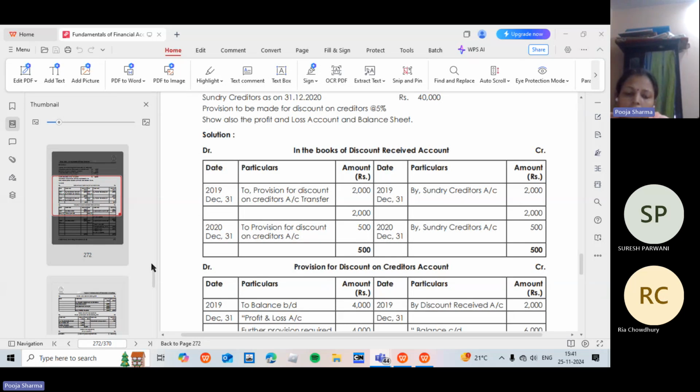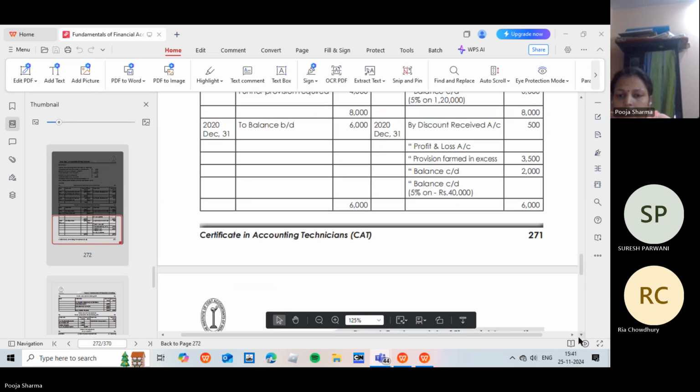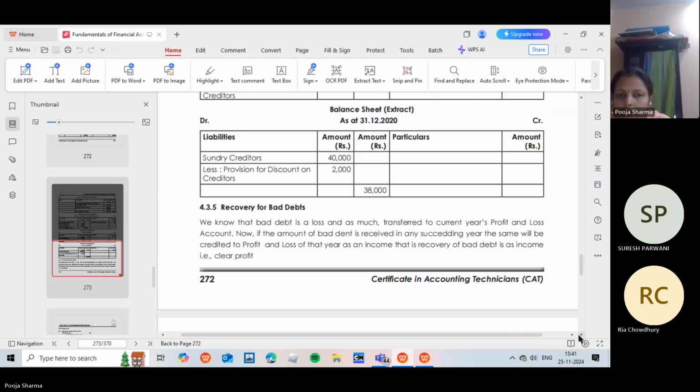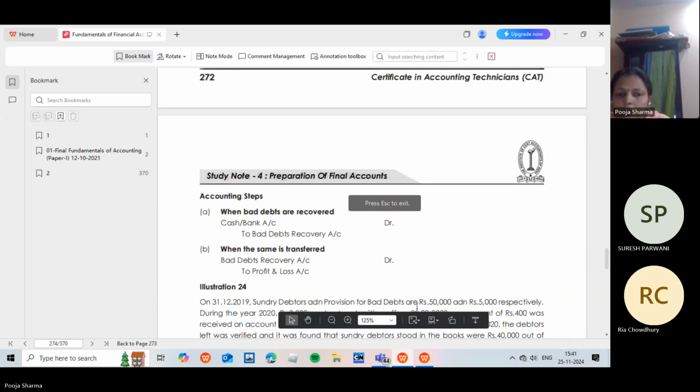Let me share the book. We will talk about the non-trading concern. Let me check. Non-trading concern.